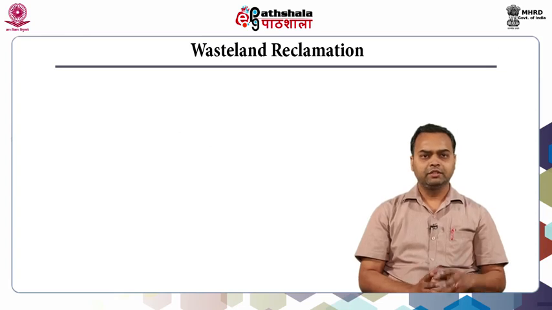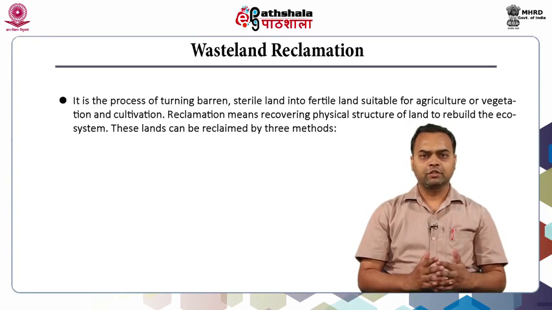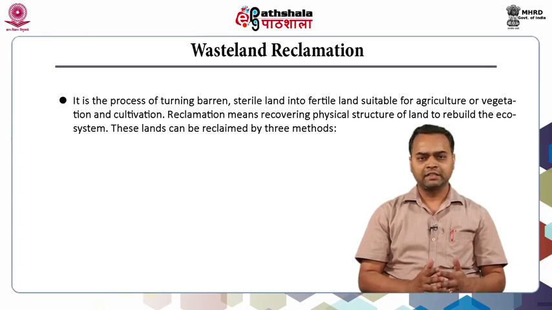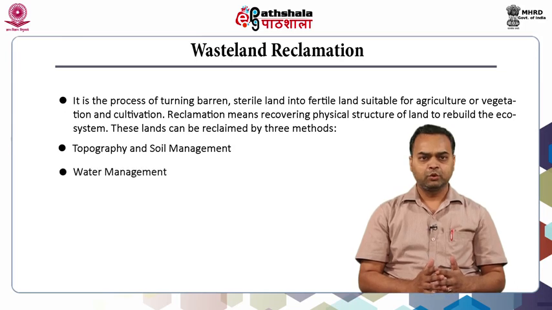Wasteland reclamation. It is the process of turning barren, sterile land into fertile land suitable for agriculture or vegetation and cultivation. Reclamation means recovering the physical structure of land to rebuild the ecosystem. These lands can be reclaimed mainly by 3 methods. Number 1, topography and soil management. Number 2, water management. Number 3, crop management.